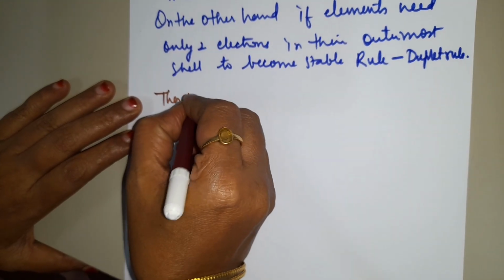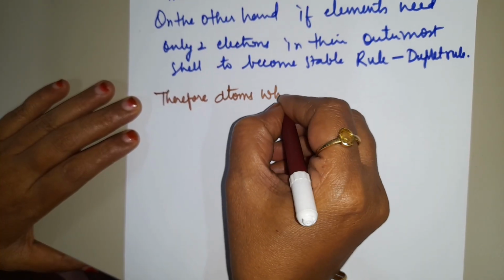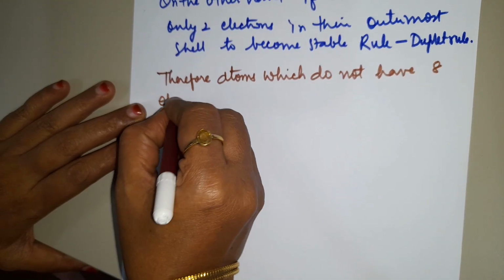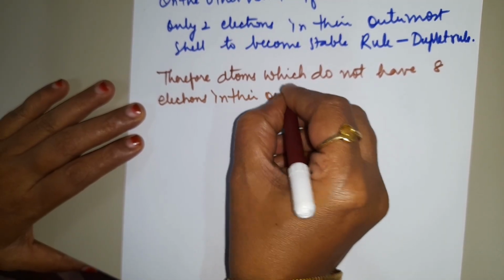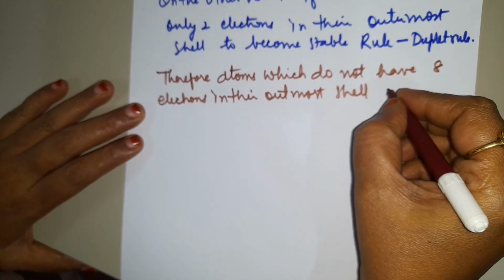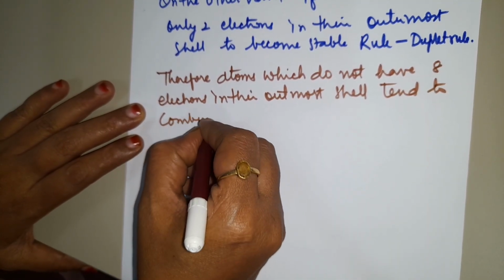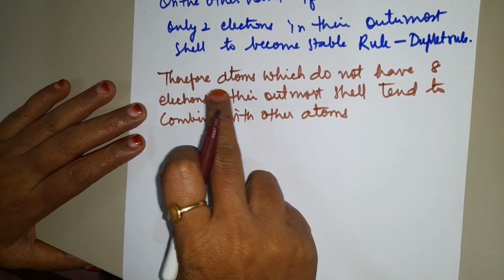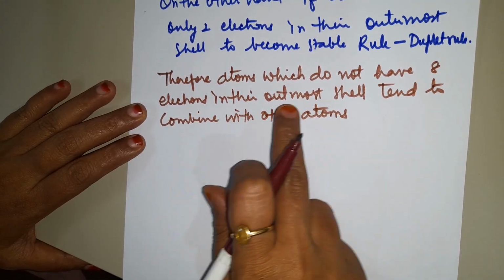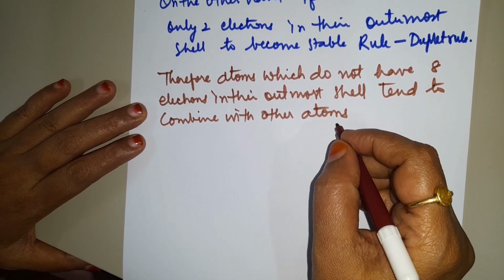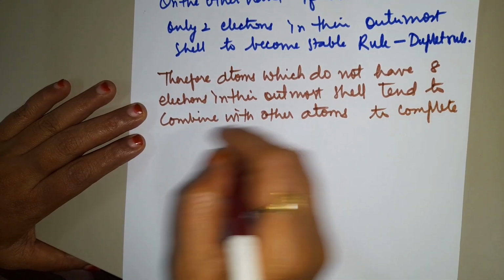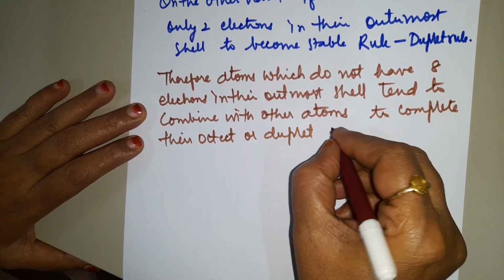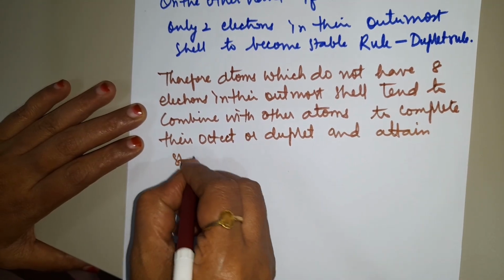Therefore, atoms which do not have 8 electrons in their outermost shell tend to combine with other atoms to complete their octet or duplet and attain stability.